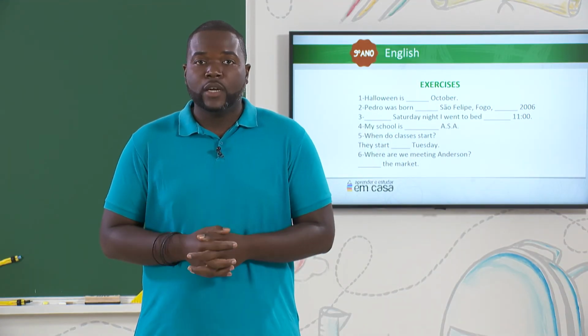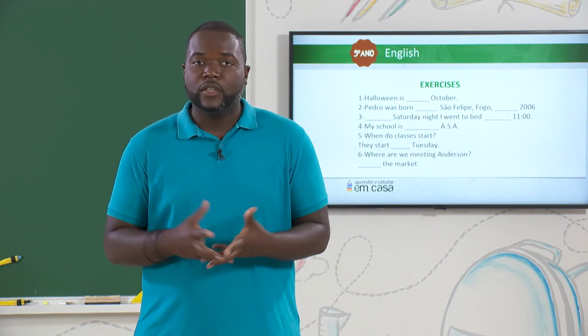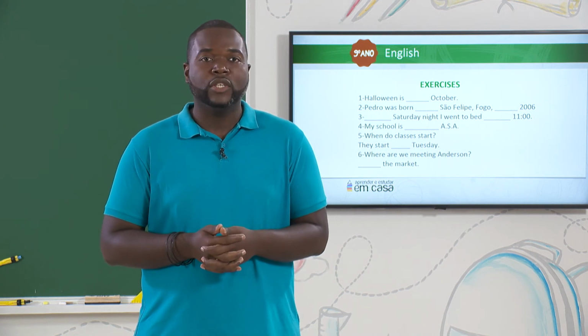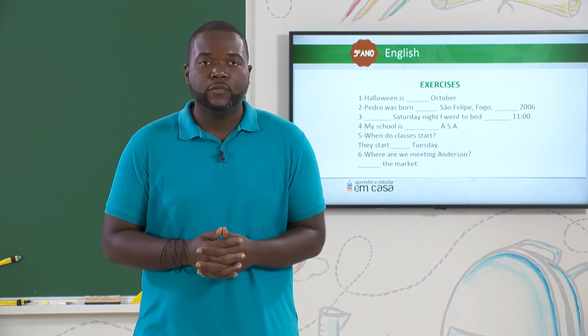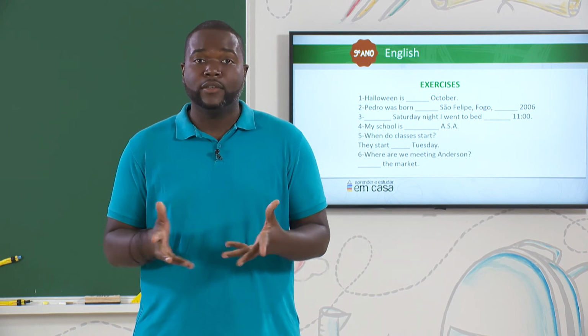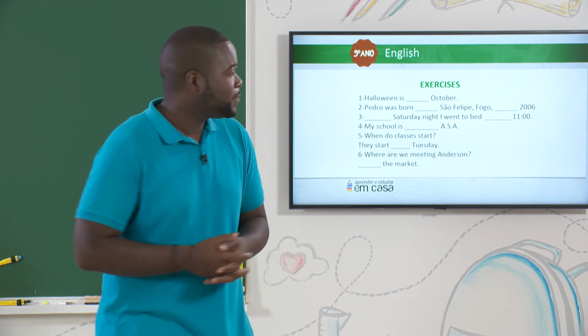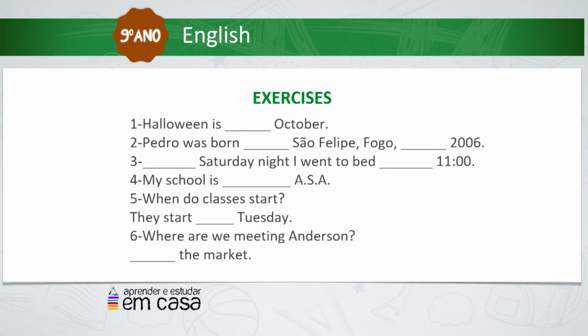Okay, students, we're back, and now it's time for some exercises on how we use in, on, and at as prepositions of place and time. Let's get to it. Number 1, Halloween is blank space October.